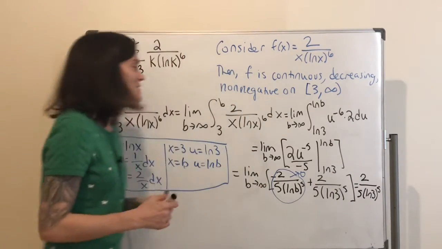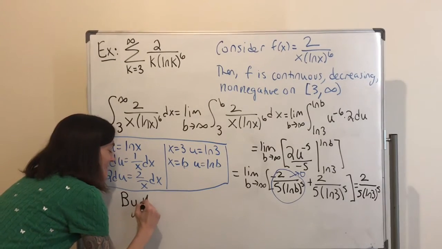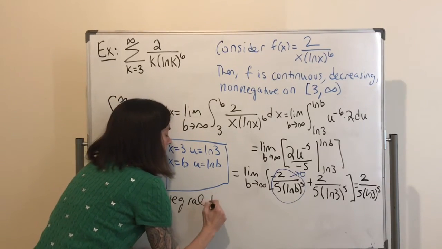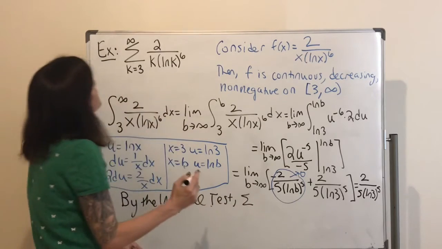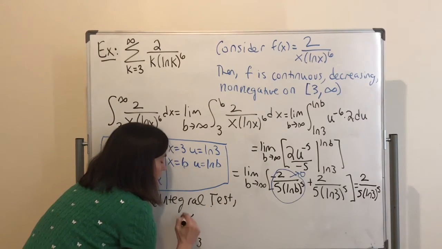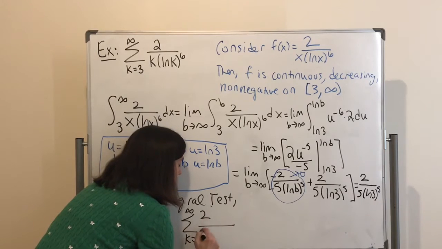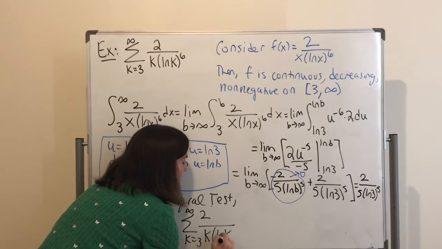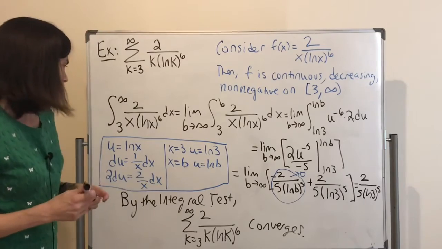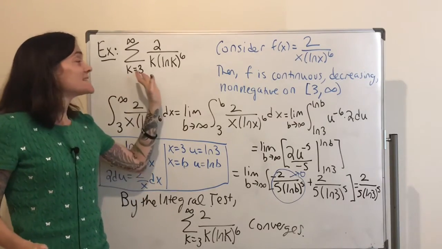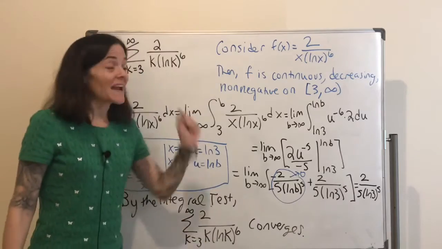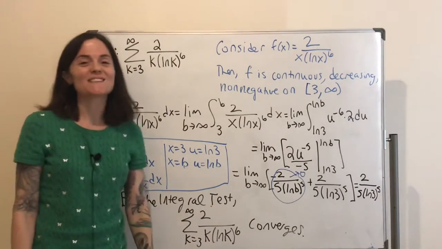Now we can use the integral test. Well, we've been using it, but I will quote it. By the integral test, my series, I'll go down a line, K equals 3 to infinity of 2 over K ln K to the 6th converges, okay? Because the integral test says that the improper integral and the series have the same behavior. And we showed the improper integral converges. It's this number, finite, and therefore the series by the integral test does too.